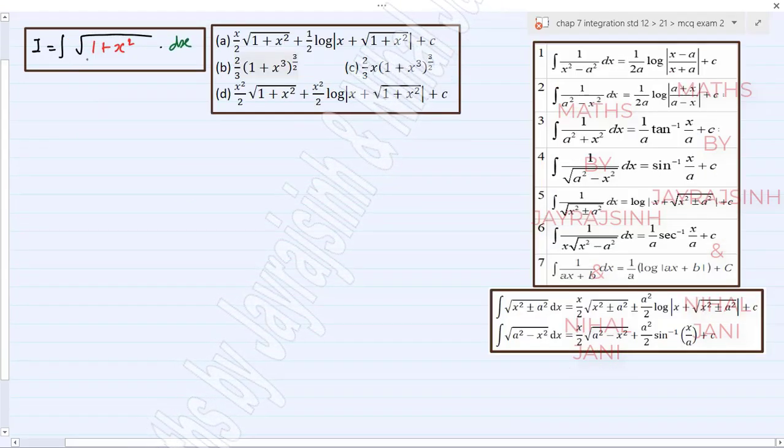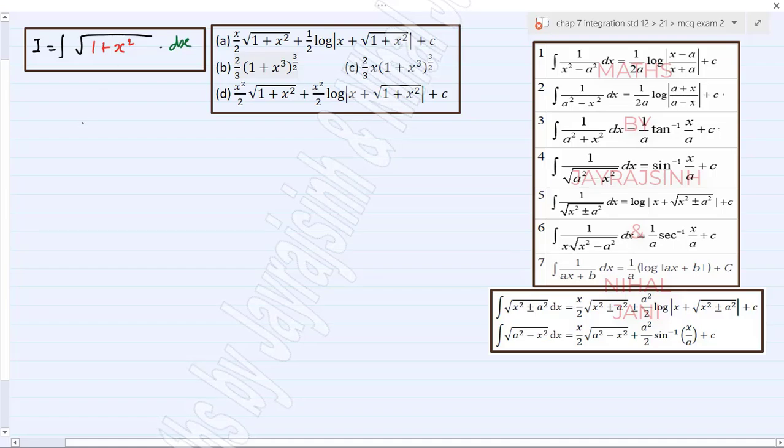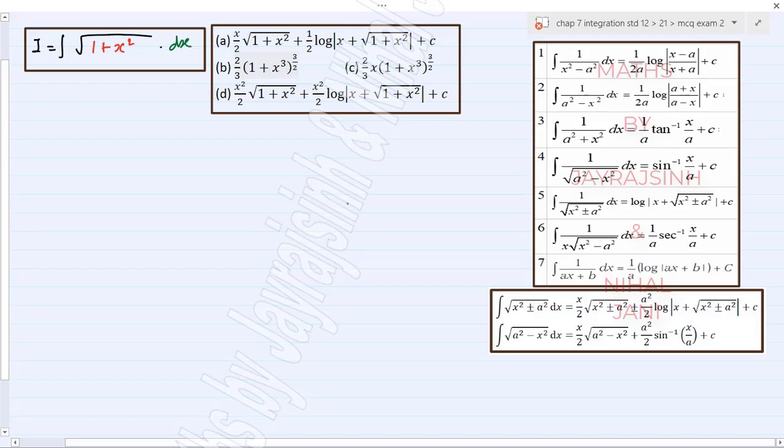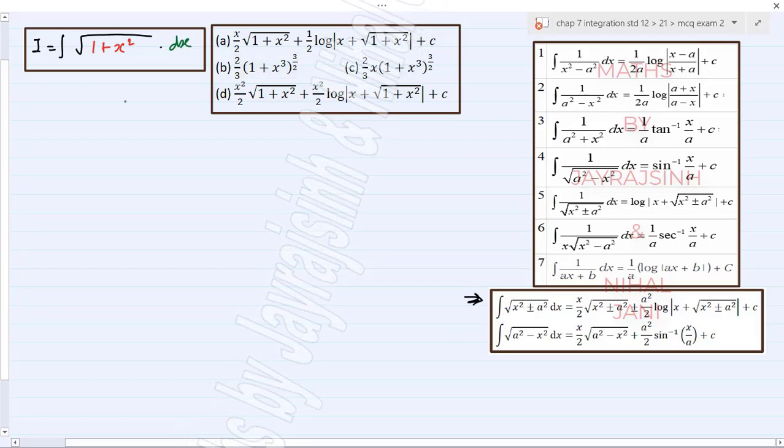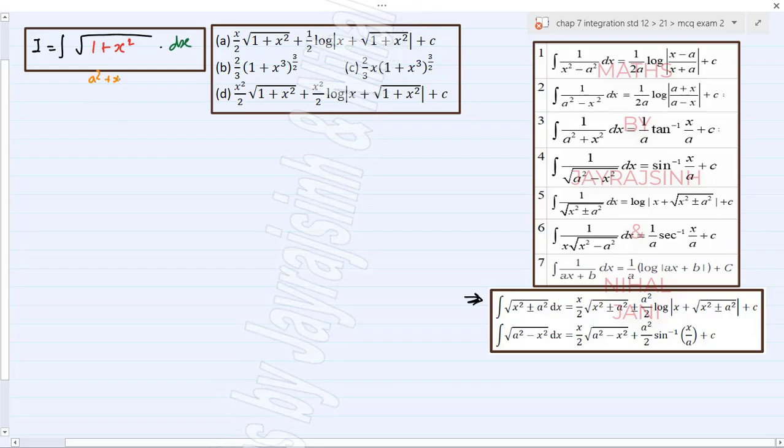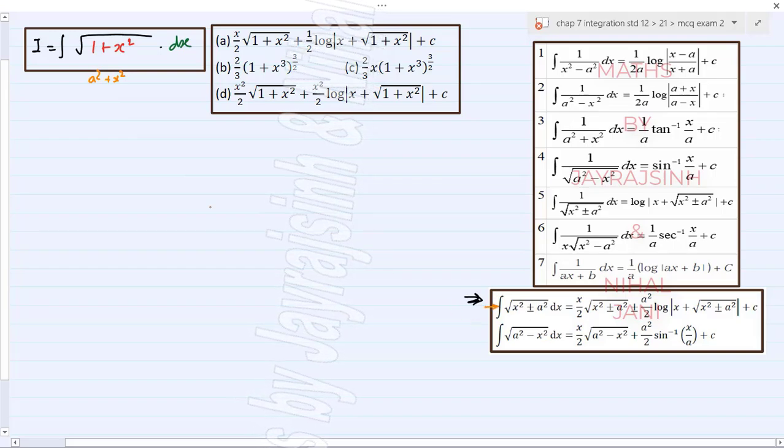In this question, we have to integrate under root of 1 plus x square. We have second order polynomial in numerator. That's why we have to select the formula from here. Our question is in the form of a square plus x square. So we will use first equation.